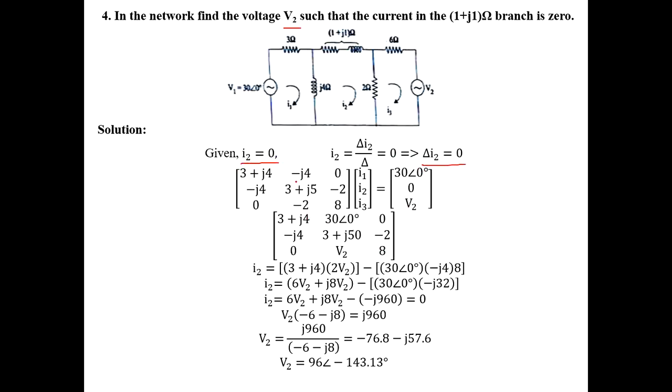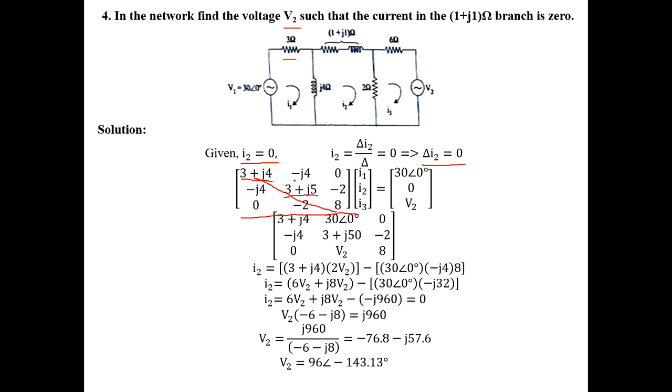First we have to write the matrix. In the circuit we have the 3 loops I1, I2, I3, so we have to create a 3 cross 3 matrix. In the same way, first we have to write the diagonal elements. In the A11 place, add all the impedances: 3 plus j4. Next, for loop 2: 3 plus j plus 1 plus j plus 4, which is 3 plus j5. Just add all the impedance values. Then in the A33 place, 2 plus 6 which is equal to 8.